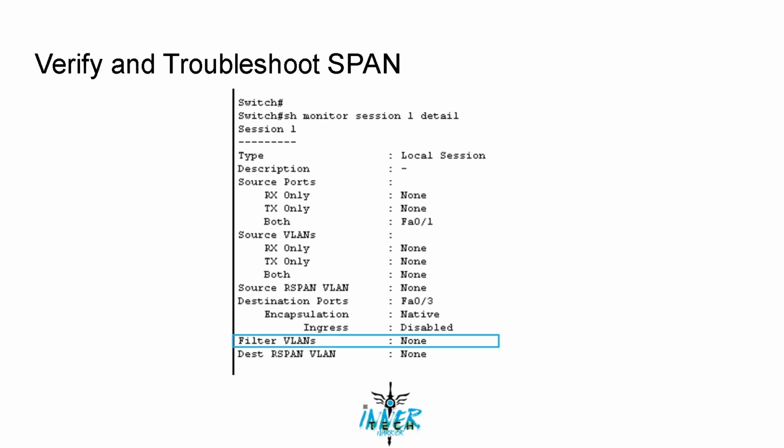Filter VLANs. This field displays any VLANs that are being used as a filter for the span session. In this case, there are no VLANs being used as a filter. Destination RSPAN VLAN. This field displays the remote span VLAN being used as a destination for the span session, if one had been configured. Again, in this case, there is no RSPAN VLAN as it's not been configured because this is a local span.